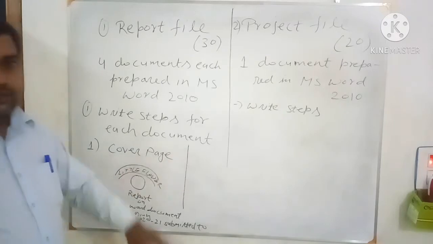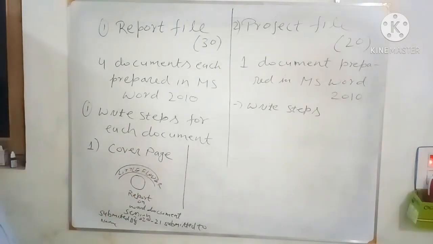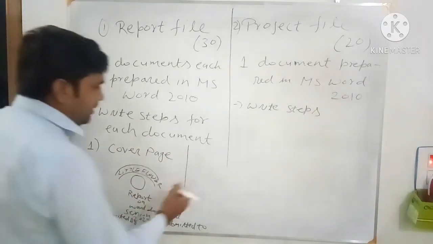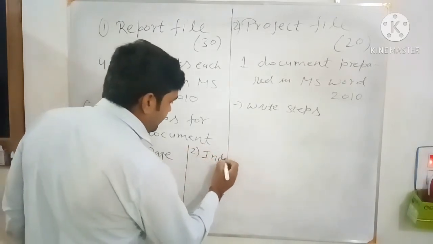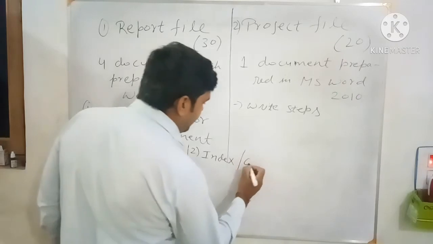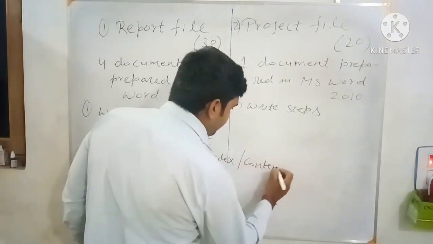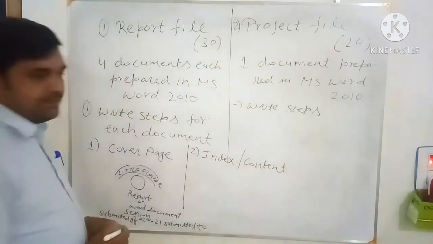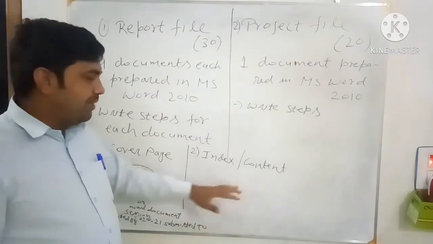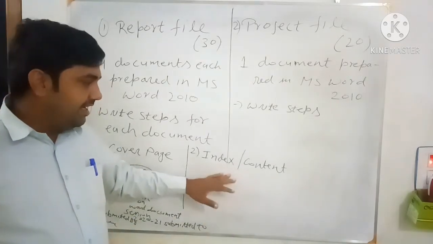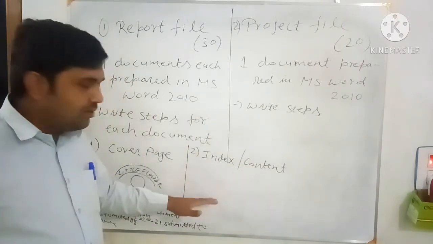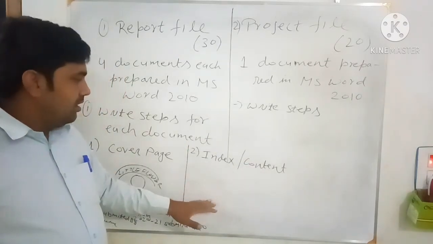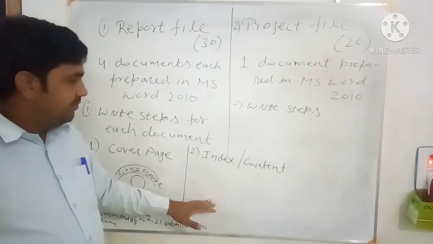When the cover page is over, you design the content page, that is called the index. So the second page will be the index page, or also you can write the content. In the index page, you take one page and give the index heading at the center, and on the left side you write the names of the topics which are available in your report file.